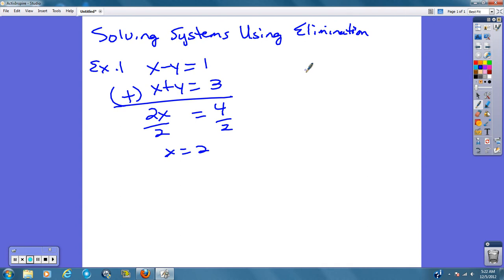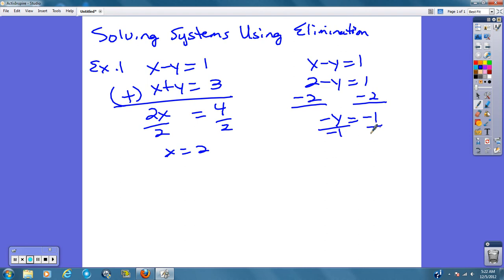Again, this is why I said this is the easiest one, especially when it's already set up. So I'm going to use the first one. So I have x minus y equals 1. So I have 2 minus y equals 1. Subtract 2 from both sides, and we're going to get negative y equals negative 1. I need y, so multiply through by negative 1 or divide by negative 1. I don't care which one you do, it does the same thing. So then y is a positive 1. So your ordered pair is (2, 1). Okay, so that's pretty easy when they're already set up for that.